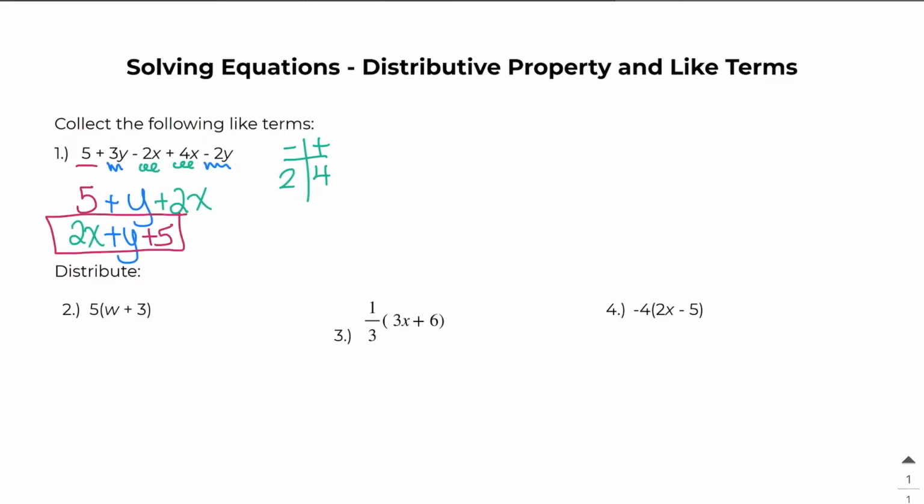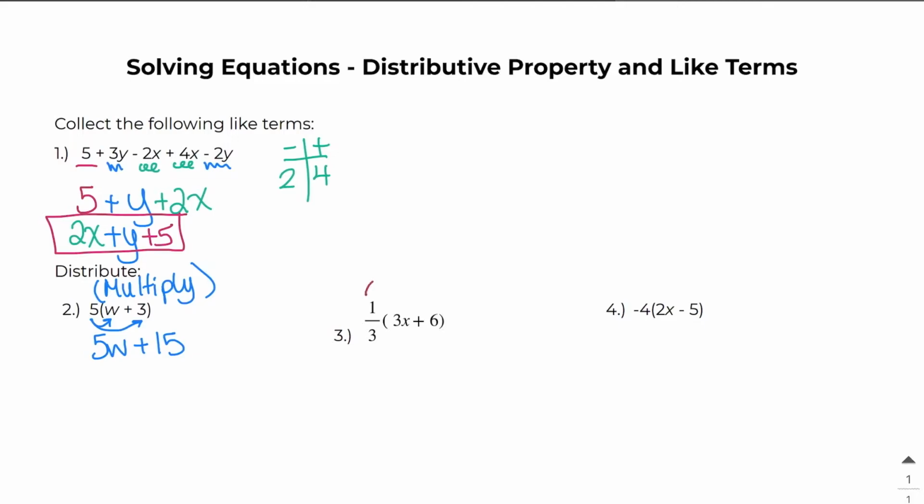So now just a reminder, when we distribute, we always multiply the number that's outside of the brackets by the monomial. So for example, right here, I would multiply the 5 to the w, so I get 5w. Then I'd multiply the 5 to the 3, and I would get positive 15. So this is what I get when I distribute the 5 through.